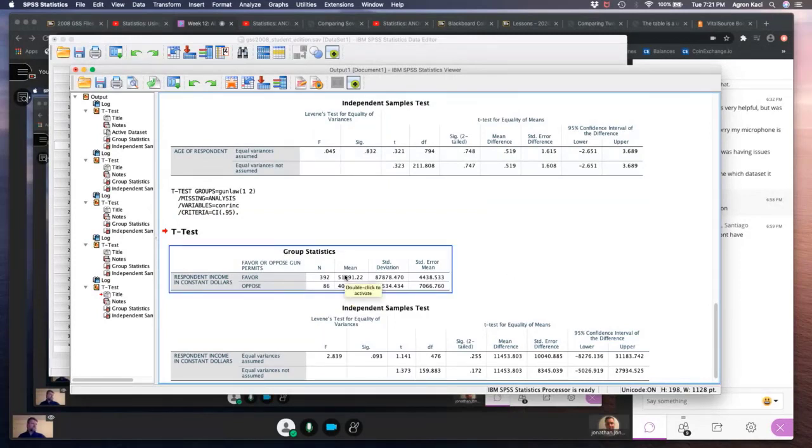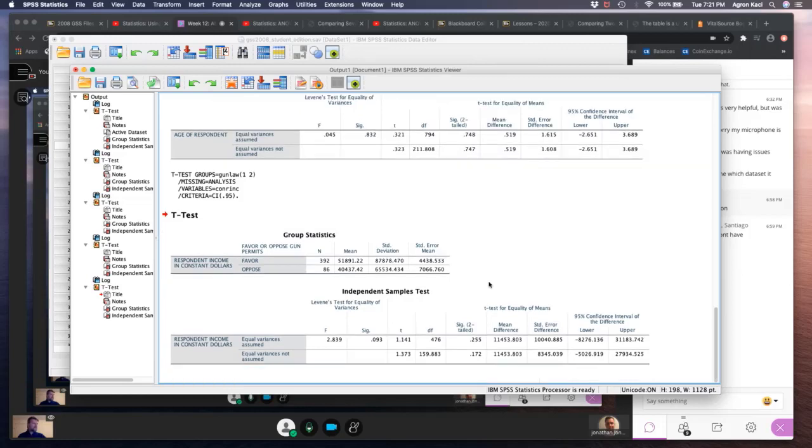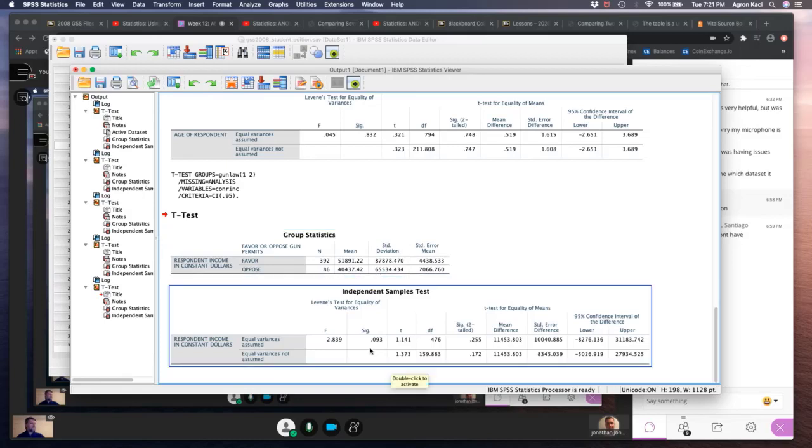Now, is this $11,450 significant enough to show that rich or poor or whatever? You can't really say that the mean income of those who oppose it is lower, but you have to go to the independent samples t-test table and look at the Levene's test. This is greater than 0.05, therefore you look at the top line.